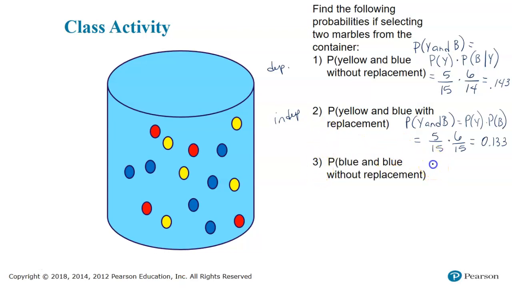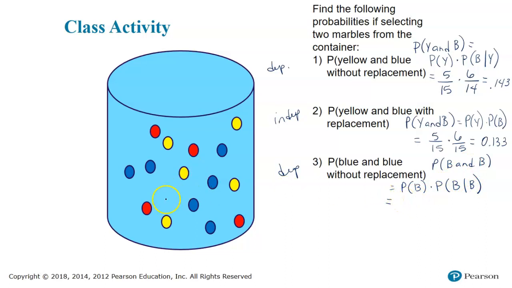Okay, this one we want to do the probability of a blue and a blue. And we want to do this without replacement. So this one's going to be dependent again. So it's going to be the probability of a blue times the probability of a blue given we selected a blue on the first selection.